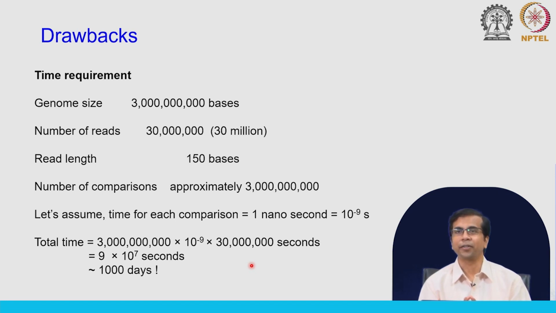You can do the sequencing experiments within a week or 2 weeks, and then the mapping takes 3 years. That is not a good process. So, this means this will not work. This is something we cannot utilize for mapping NGS data.